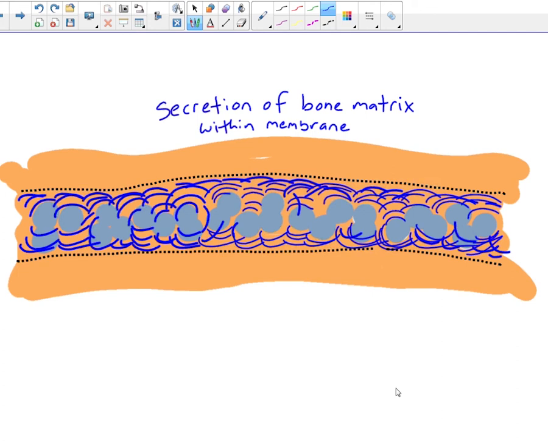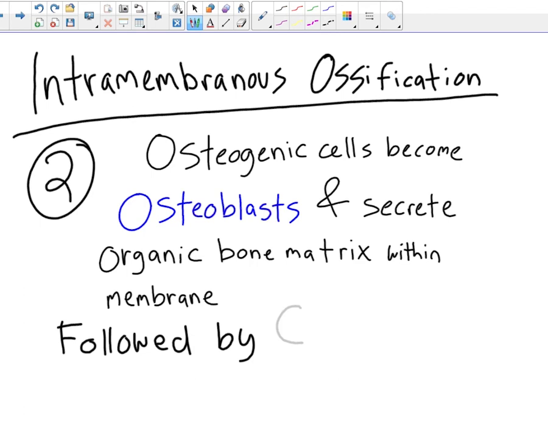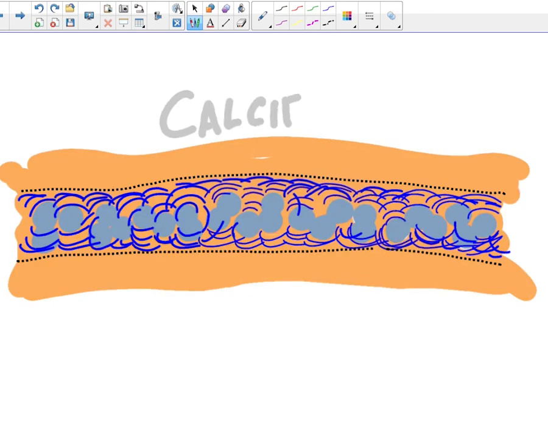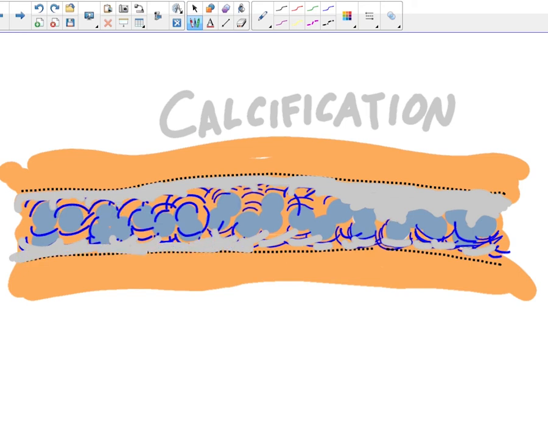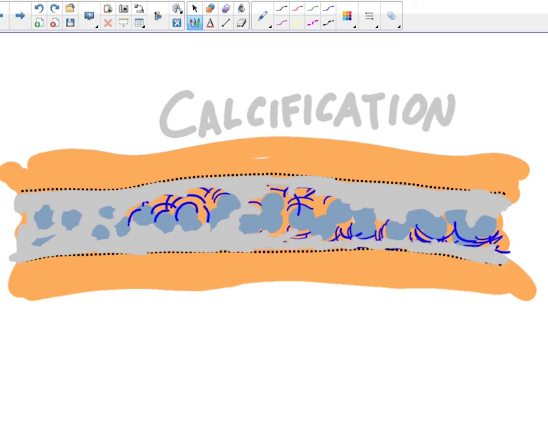The next part of step 2 is calcification. Calcification is when our bone matrix becomes more calcified. In other words, it starts to harden. This is like building more scaffolding or adding more concrete onto our original set of scaffolding. The areas that had the bone matrix deposited become calcified.